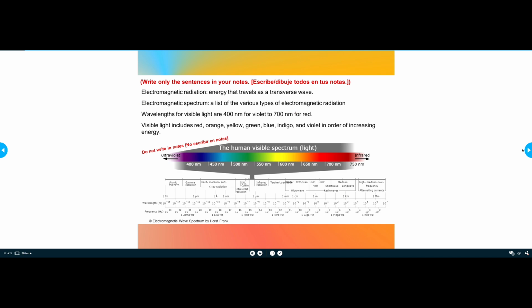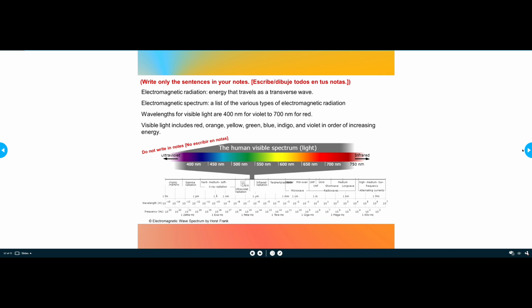Next, we have some sentences. Please only draw the sentences in your notes. Do not draw the electromagnetic spectrum picture down below. The electromagnetic radiation is energy that travels as a transverse wave. The electromagnetic spectrum is a list of the various types of electromagnetic radiation, which is shown below.